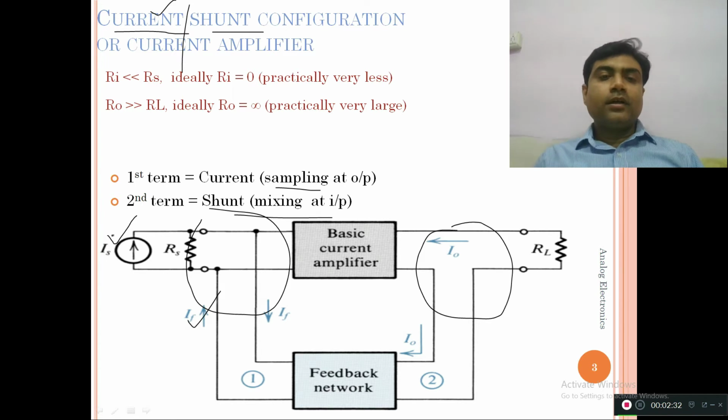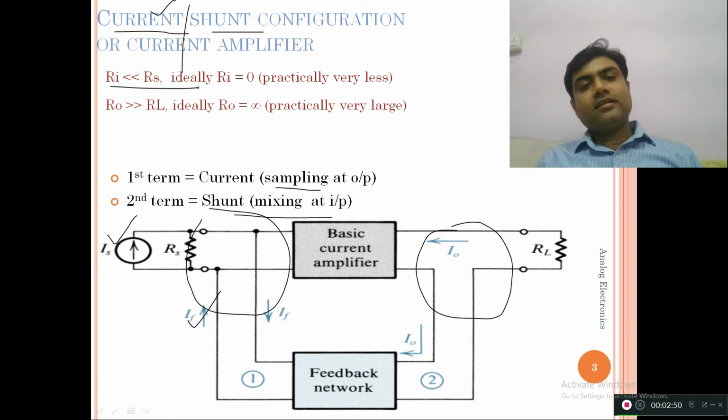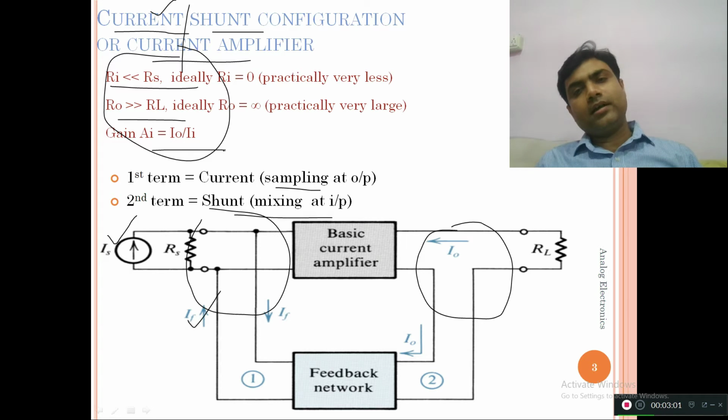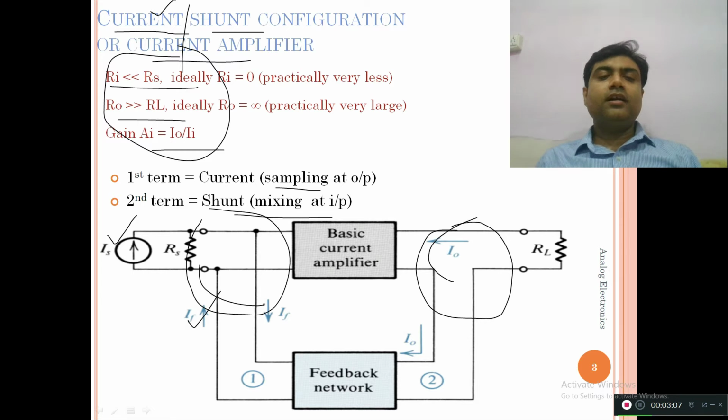So two things are clear, and we have already discussed this logic and these principles many times earlier. If you have any doubt, go through lecture number 1, lecture number 2, and the other three configurations as well to correlate the things. Again, Ri is less than Rs and Ro is greater than RL. So which configuration does it give us? It gives us the current amplifier, and the current amplifier is defined as IO upon II. Also you can see that we are sampling the current and mixing the current with the current source. So current upon current, IO upon II, is ultimately nothing but the current amplifier.